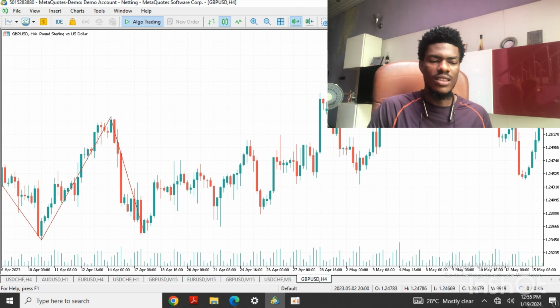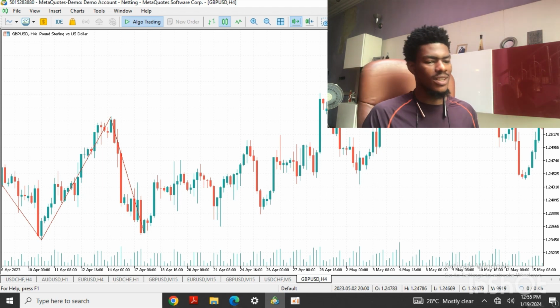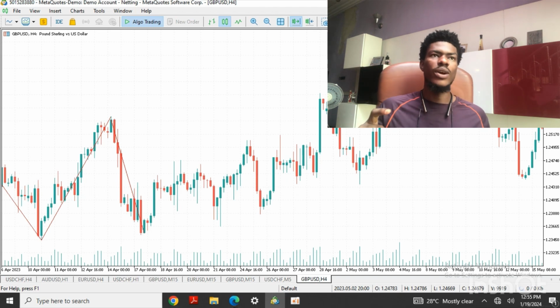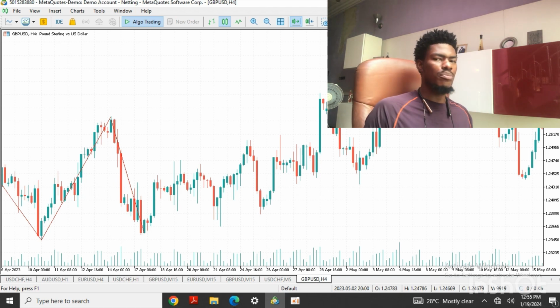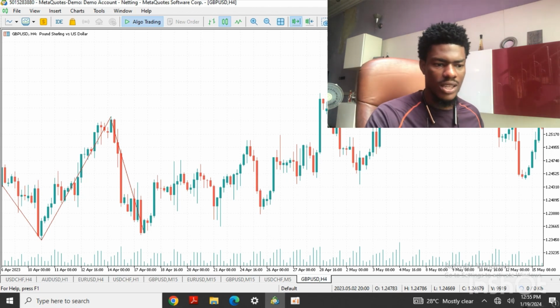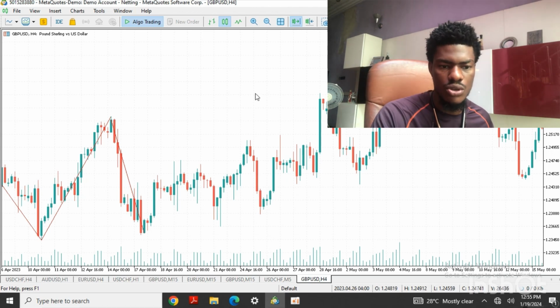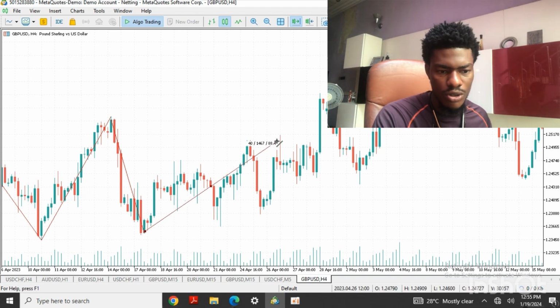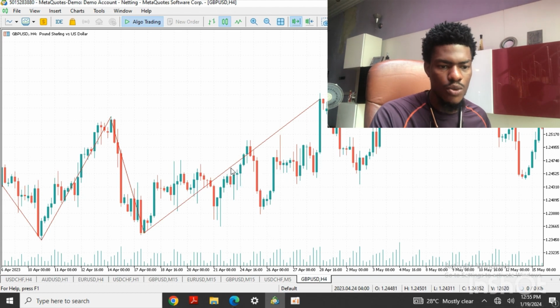You understand? Then when you go to the 15 minutes and the 5 minutes, you can start entering your trades based on retest or based on the push phase. You don't just enter because you feel market has broke structure. Make sure you're marking your structure based on what the 4 hours are saying. But we don't enter in the 4 hours.